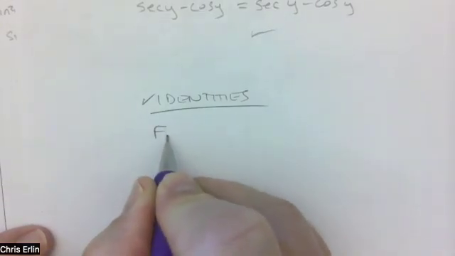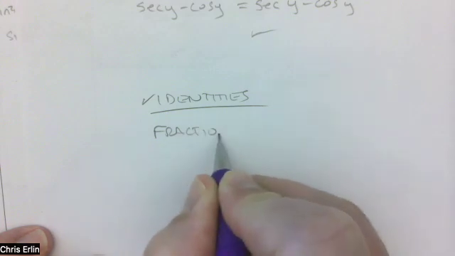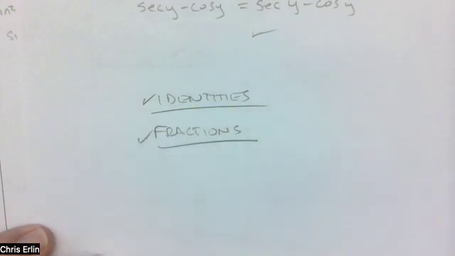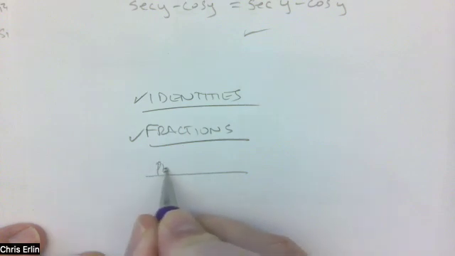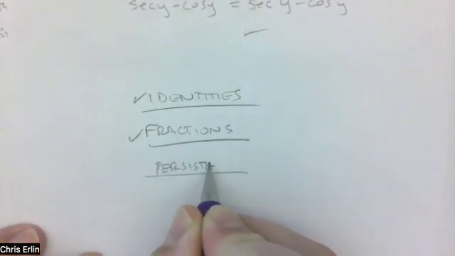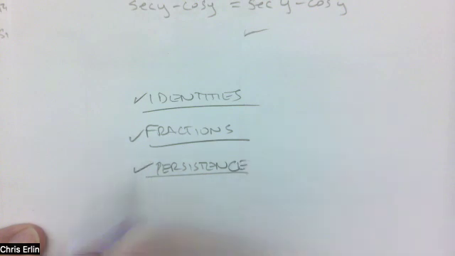The second thing is you've got to be able to work with fractions. If you're struggling with working with fractions, you're going to have trouble with these. And the third is have an eraser handy. You need to exhibit persistence. You need to keep trying at these things. You'll make mistakes, and that's okay.